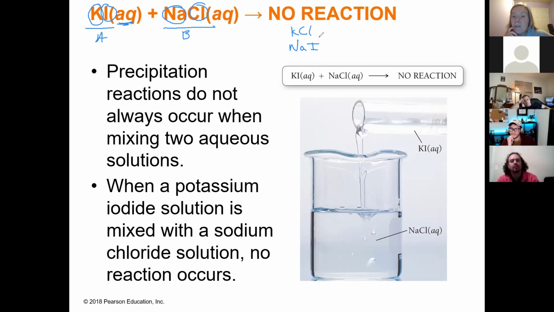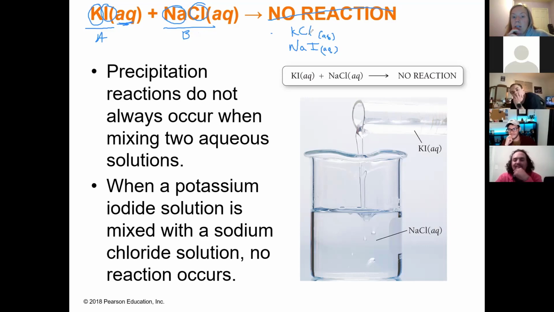Well, I'll tell you right now, both of these things are aqueous. So there's no magic happening here. Neither of those want to be with each other either. So everything just stays broken apart. So they all went to the party and they all left alone. That's why there is no reaction here.